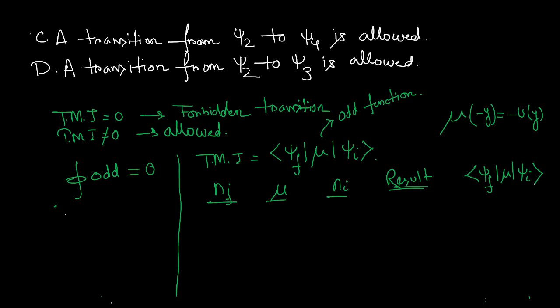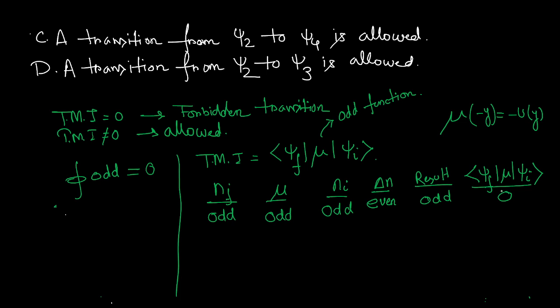So if mu is odd, consider a transition from odd to odd. Let me add another column, delta n, and result. In that case your difference will be even. Suppose a transition from state 1 to state 3, then the result will be odd, so TMI will be 0. So this is a forbidden transition.